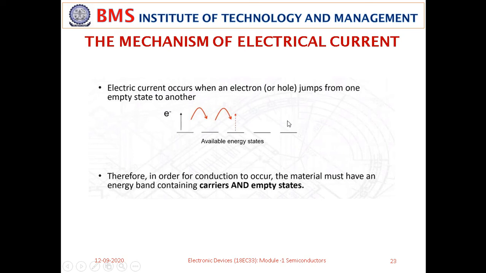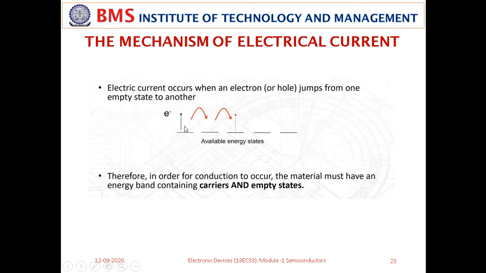On the other side, there is a movement of empty positions also. You are seeing an electron moving from this position to the empty state here. That means it is creating a hole here. Absence of an electron, or an empty state, can be treated as a hole. So if the electron is moving in the right direction, holes are moving in the left direction. That's very important to understand the concept of electron and hole. Electrical current occurs when an electron or hole jumps from one empty state to another empty state.